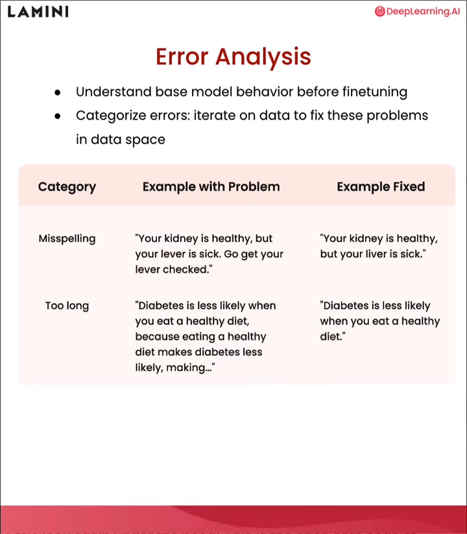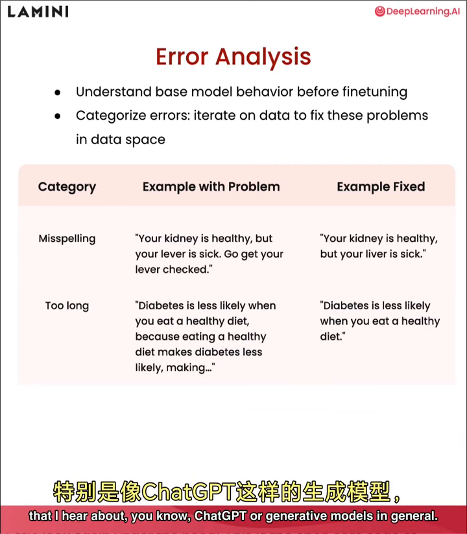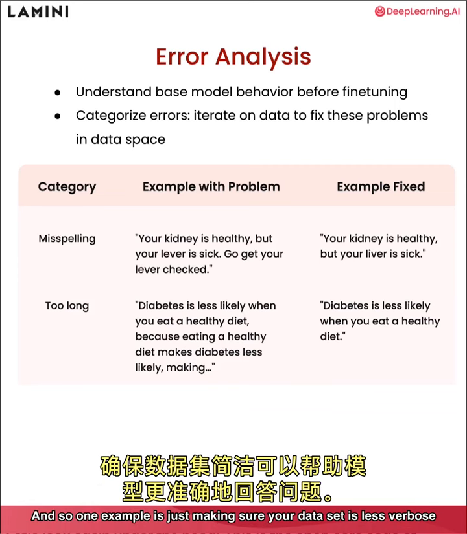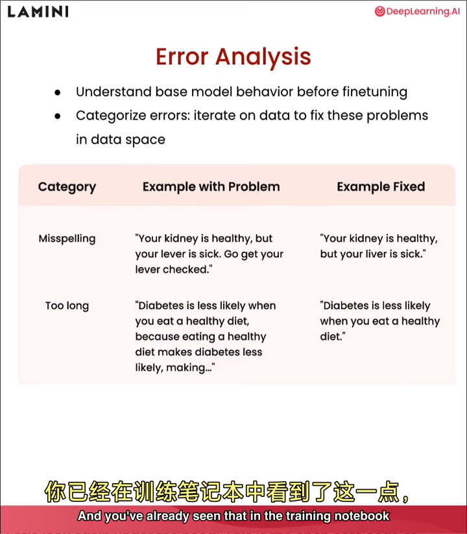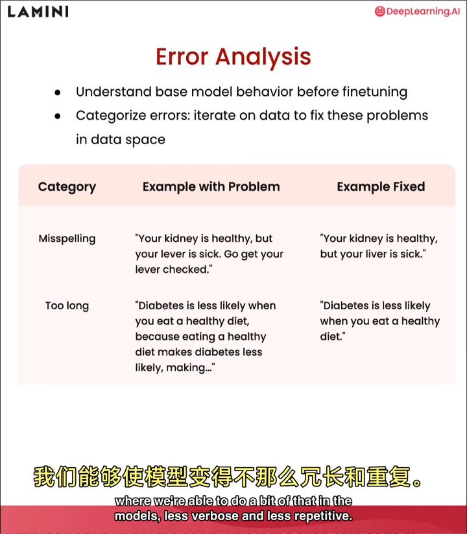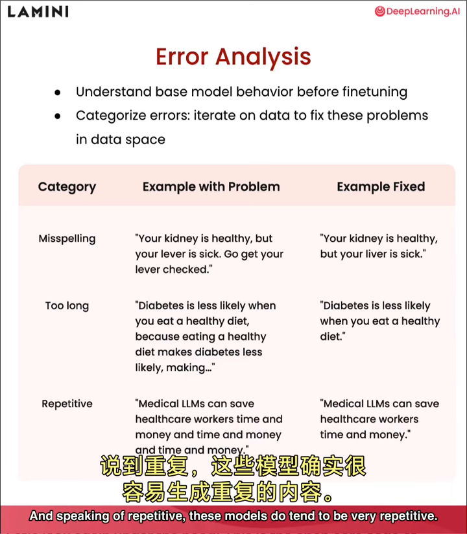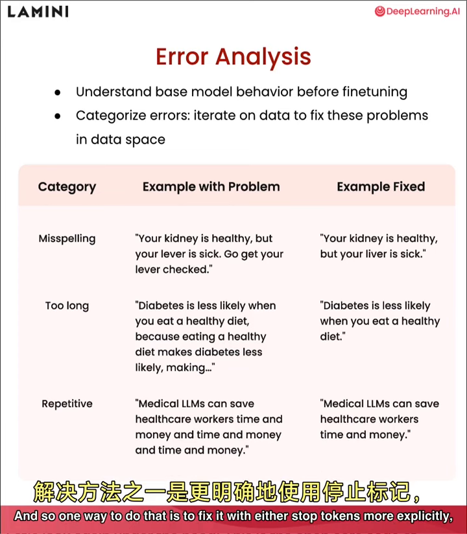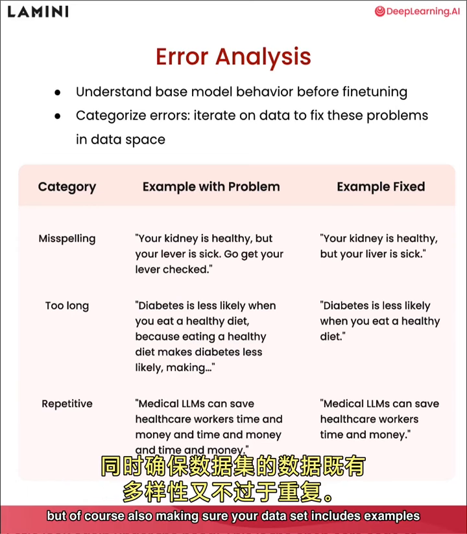Length is a very common one that I hear about ChatGPT or generative models in general. They really are very verbose. And so one example is just making sure your data set is less verbose, to make it so that it is answering the question very succinctly. And you've already seen that in the training notebook, where we're able to do a bit of that in the models, less verbose and less repetitive. And speaking of repetitive, these models do tend to be very repetitive, and so one way to address that is to fix it with stop tokens more explicitly, those prompt templates you saw, but of course also making sure your data set includes examples that don't have as much repetition and do have diversity.